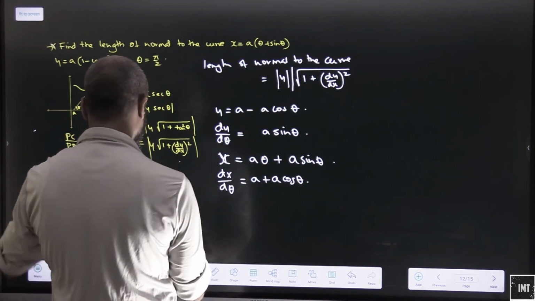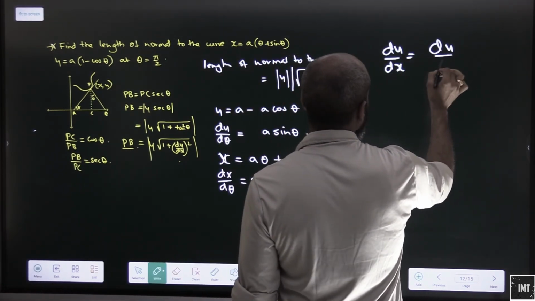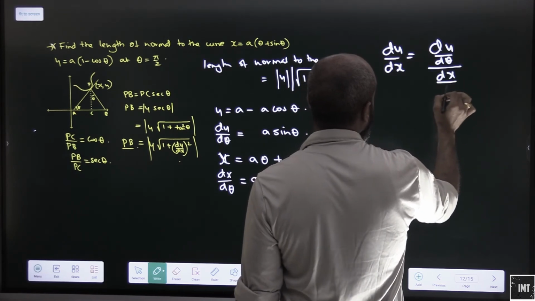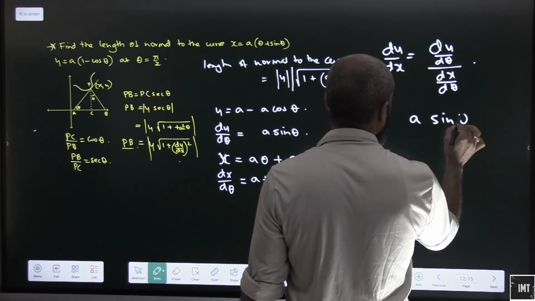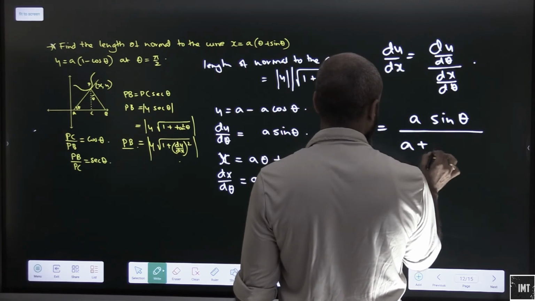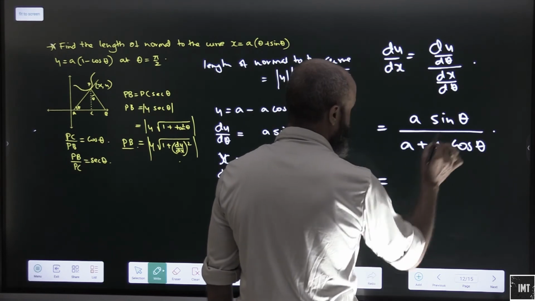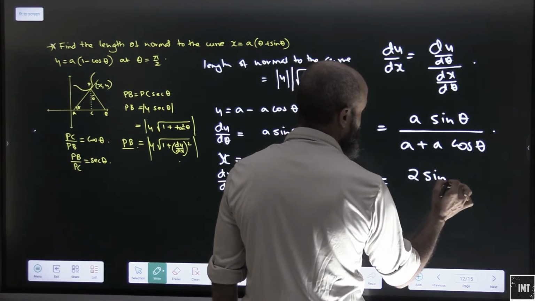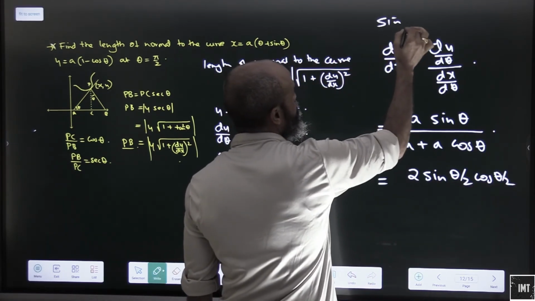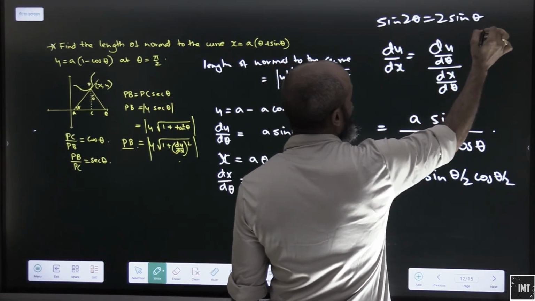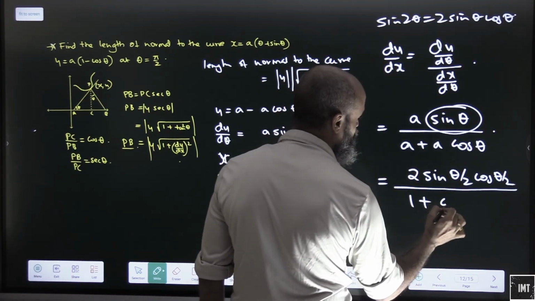So dy by dx will be equal to (dy by d theta) upon (dx by d theta). That is a sine theta upon (a plus a cos theta). a and a get cancelled, so this will be sine theta upon (1 plus cos theta). Sine theta can be written as 2 sine theta by 2 cos theta by 2, applying sine 2 theta equals 2 sine theta cos theta.